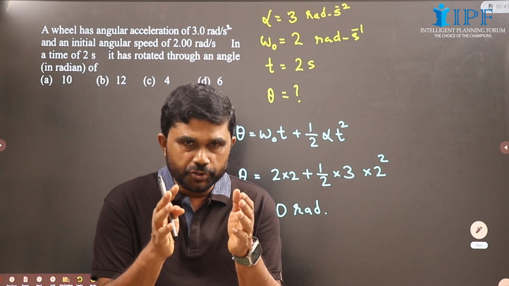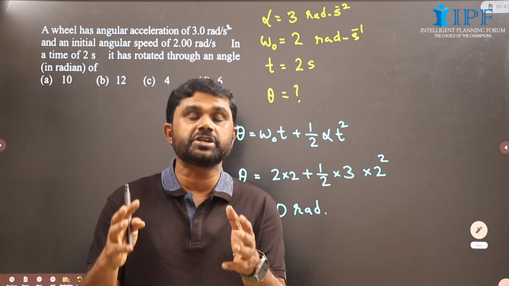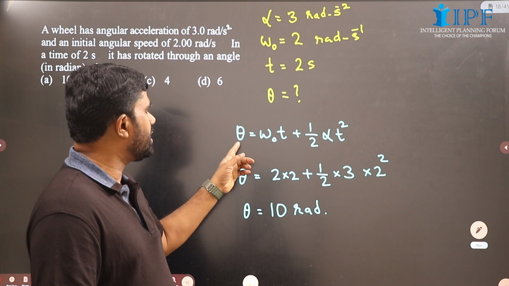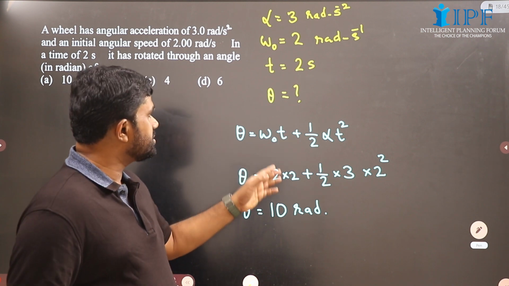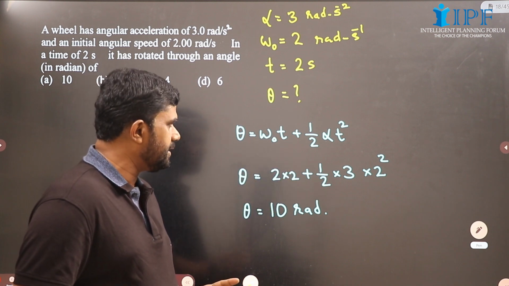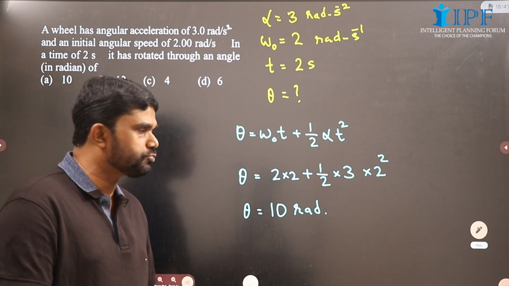Okay, so you have to use the equation which is similar to S equal to ut plus half at square. Here we will have theta equal to omega 0 t plus half alpha t square. Omega 0 is given as 2 and t equal to 2 seconds again. Half alpha is 3 and t square means 2 square.